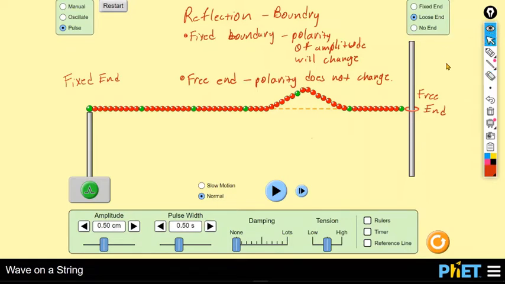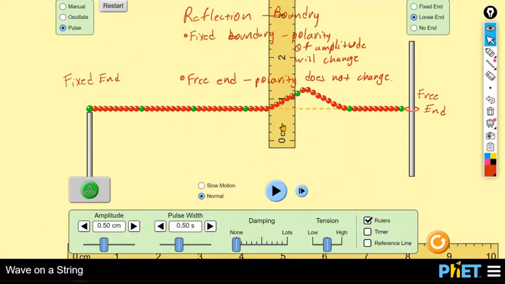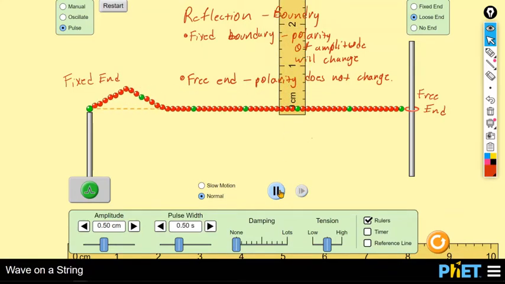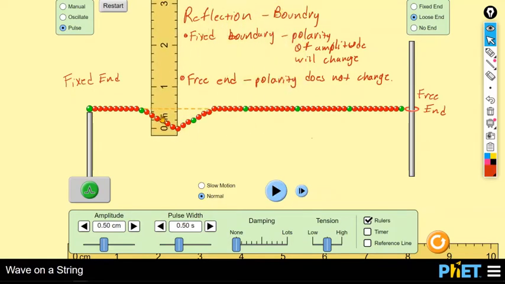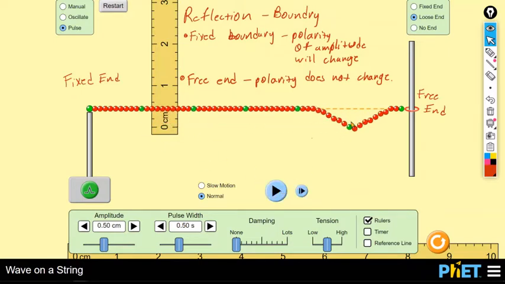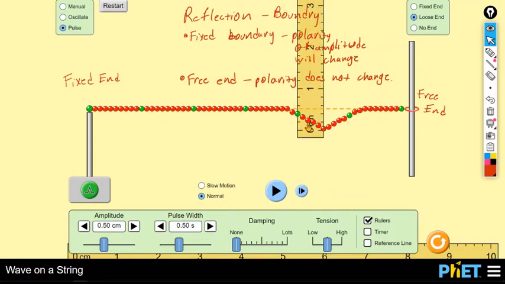Okay, now whether I have a free end or a fixed end, while the polarity may or may not change, the amplitude, how far it is from the equilibrium, will not change. So right now it's at 0.5 centimeters. That's the amplitude of this particular wave, about half a centimeter. And when I let that go, and it reflects off the fixed end, it's still going to be about half a centimeter. The amount didn't change, only the polarity. The same thing happens with the free end. It goes in at half a centimeter. When it reflects off, it's still going to be at half a centimeter. Okay?